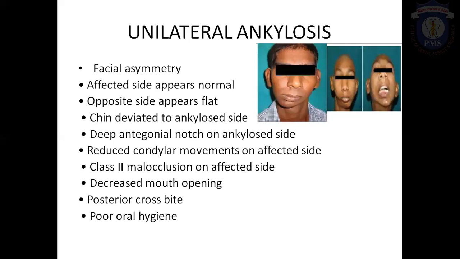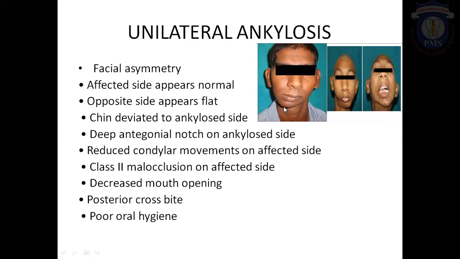And clinical features for TMJ ankylosis. TMJ ankylosis can be either unilateral or bilateral, and it can occur below 15 years or after 15 years. If it occurs below 15 years, there may be facial asymmetry if it is unilateral. So, in unilateral ankylosis, clinical features include facial asymmetry, then the affected side appears full, and the opposite side appears flat.